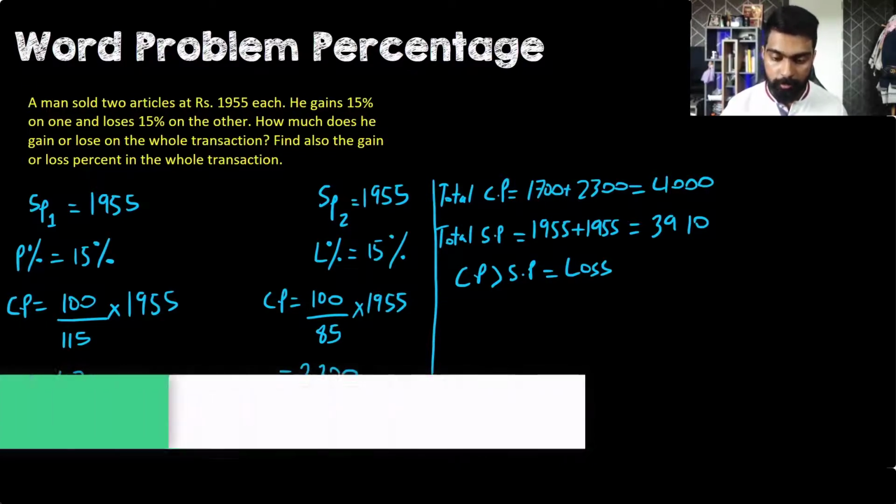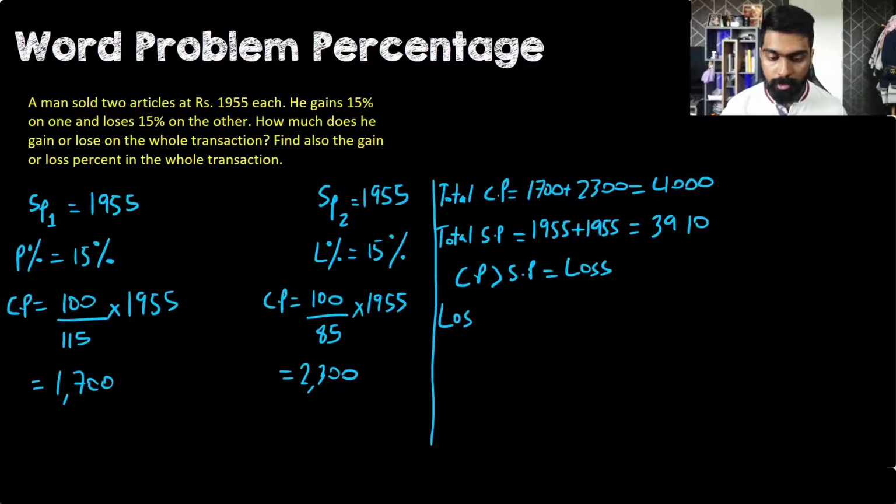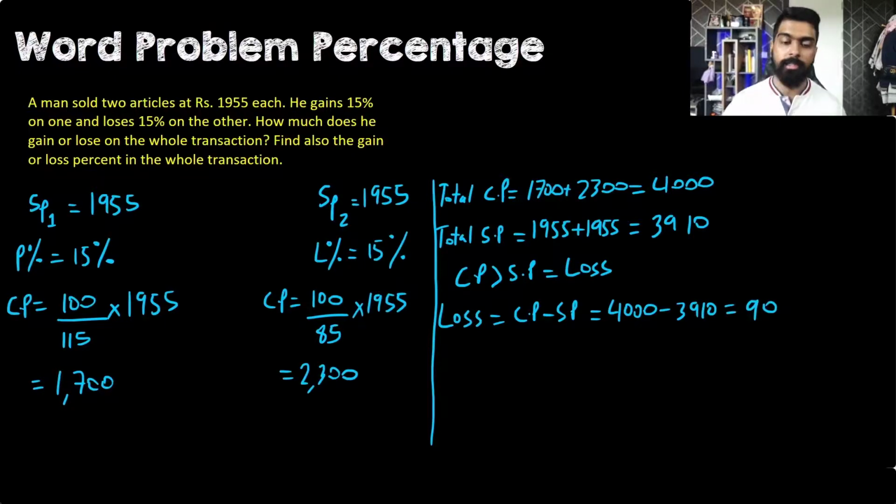Now let's go ahead and find the loss now. So loss is equal to CP minus SP, which is equal to 4,000 minus 3,910, which is equal to 90, right? So we have found the first one, what they're looking for. They're asking what is the total loss or profit. In this case the total loss is 90 rupees.